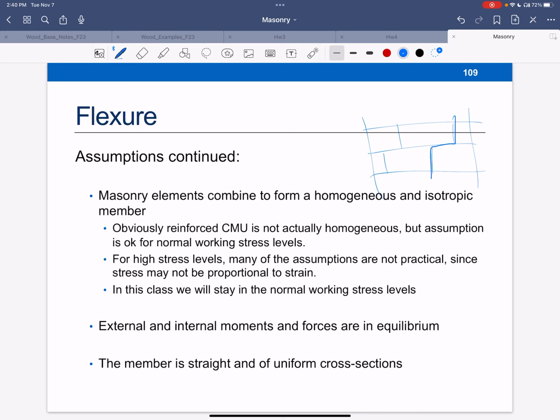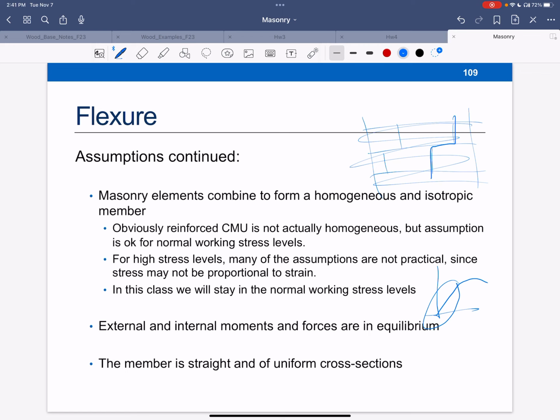I'm no longer linear elastic there, right? I've gone into failure of that joint, so it's cracking. So as long as this is all one uniform piece, it's actually pretty homogeneous. At high stress levels, a lot of this is not going to be practical because I've gone past this and stress is no longer directly proportional to strain. We're going to stay in that early section, working stress, which is how these are designed.